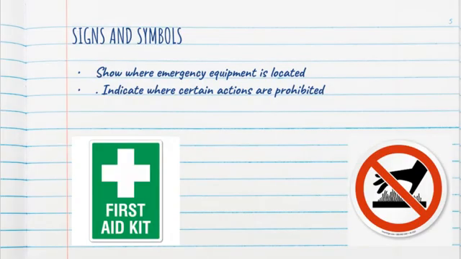So signs and symbols also show where emergency equipment is located. Though safety is observed and an accident-free environment is monitored, workers should still be familiar with the emergency equipment's location and how to use them. And signs and symbols also indicate where certain actions are prohibited. So certain actions are restricted in some equipment because of very high potential to cause injury.